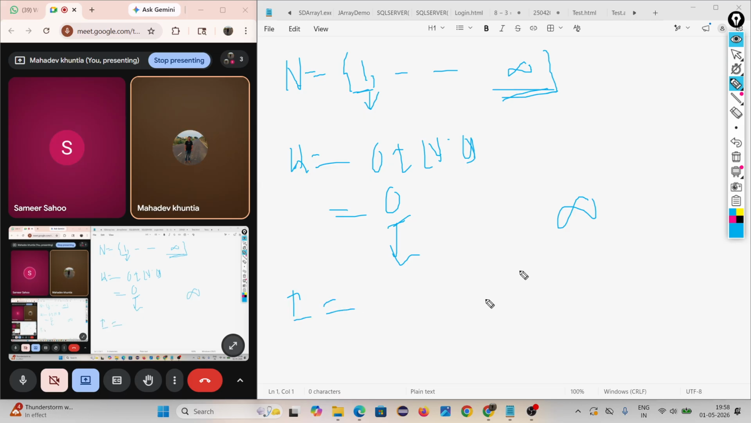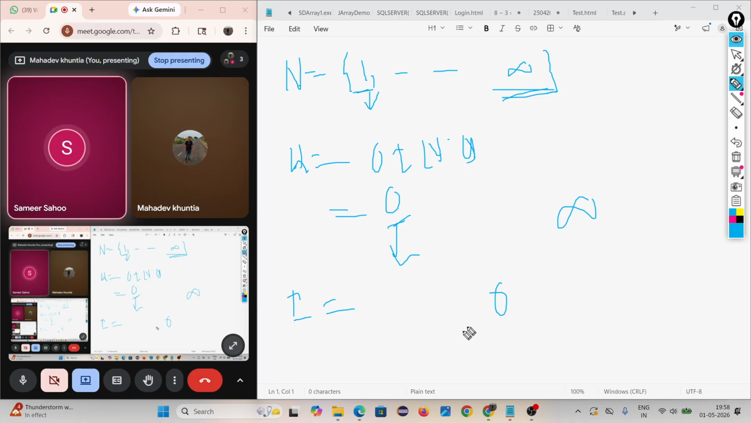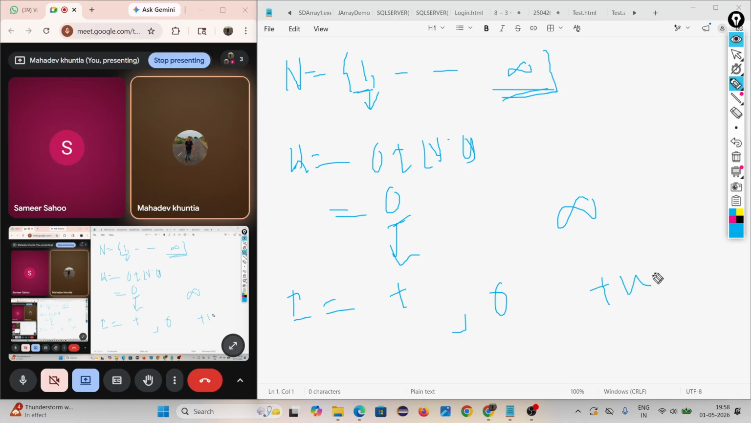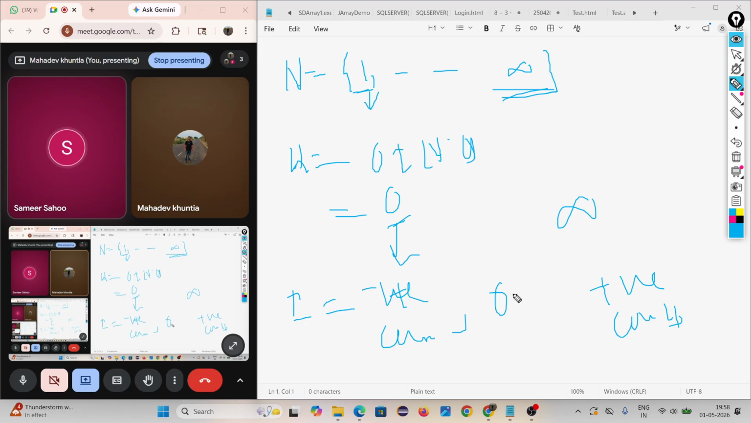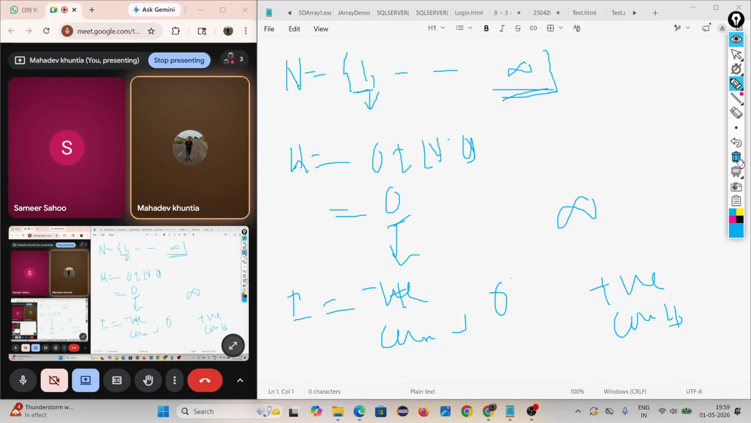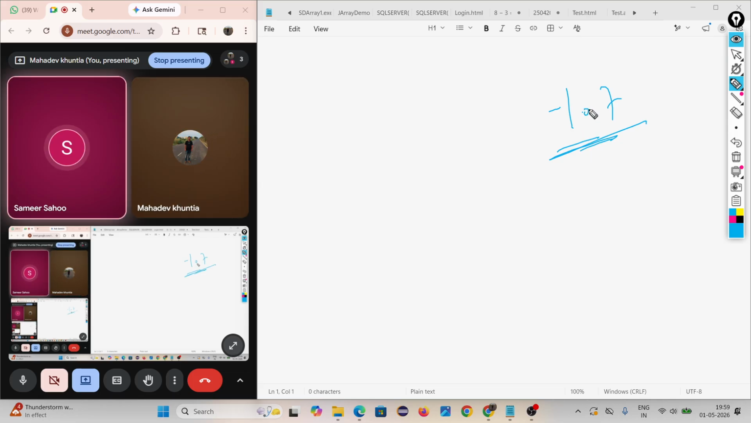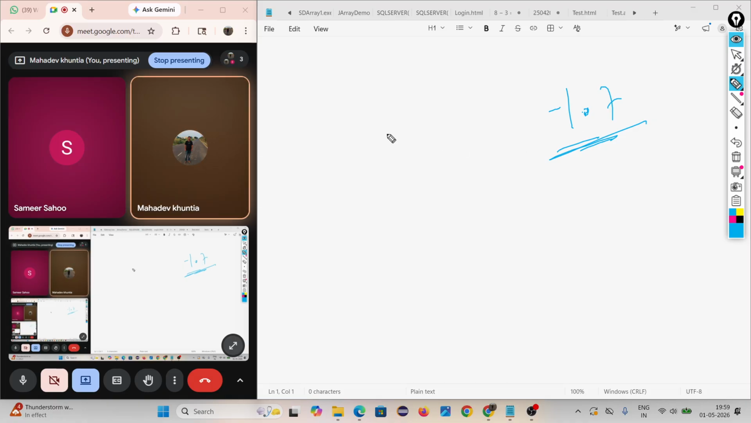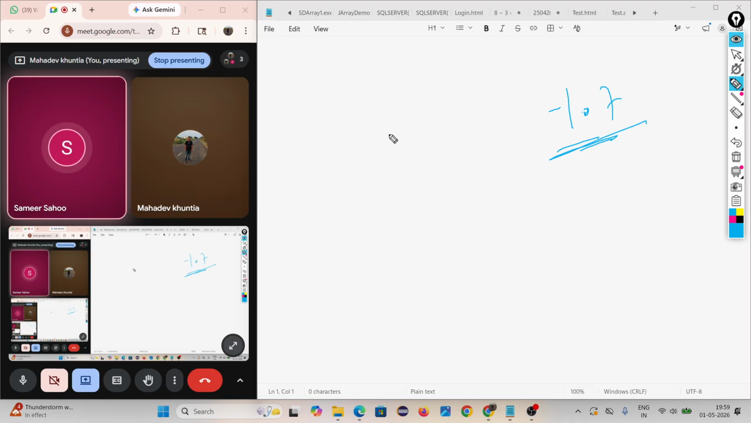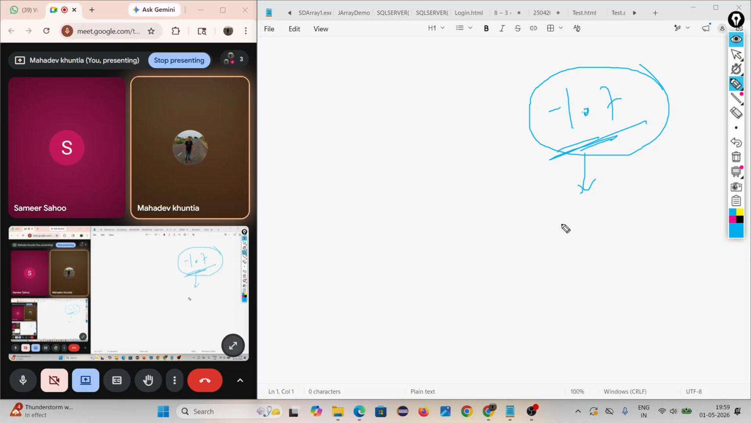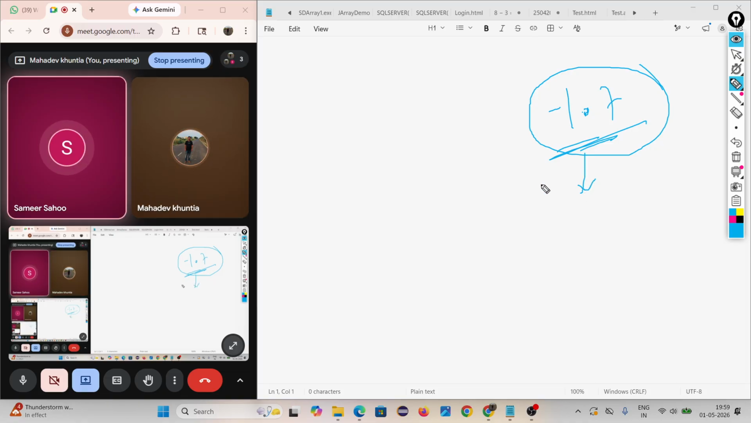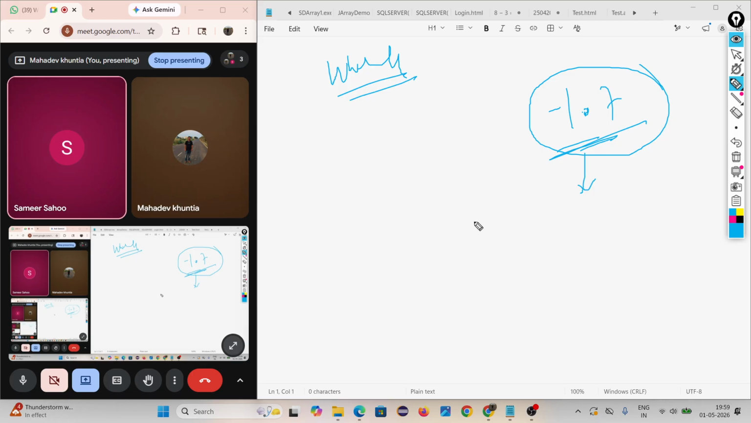Then integers. Integers mean 0, positive counting numbers, and negative counting numbers. Or you can say whole numbers with negatives. Then tell me, minus 1.7, is it a positive or negative integer? Negative integer? I am telling you, 1.7 is not an integer first. If it is not an integer, it should be whole.